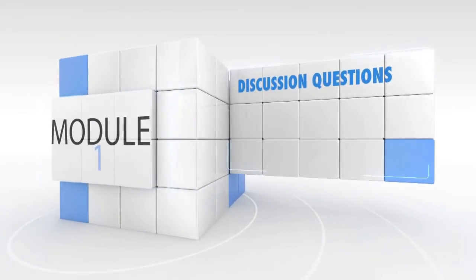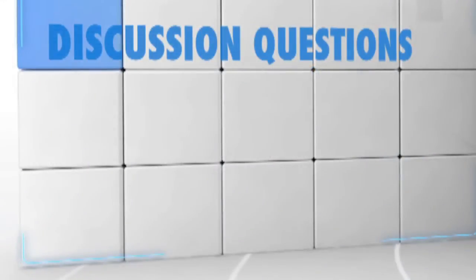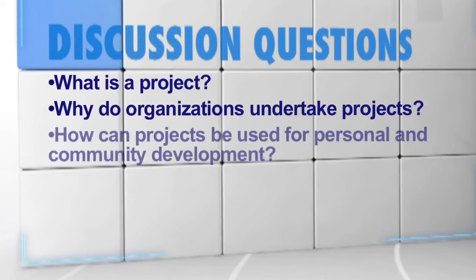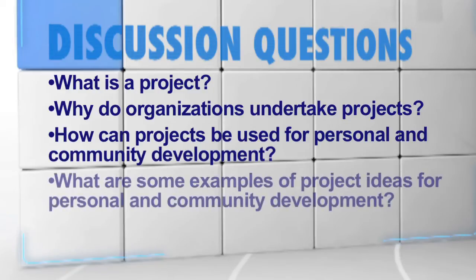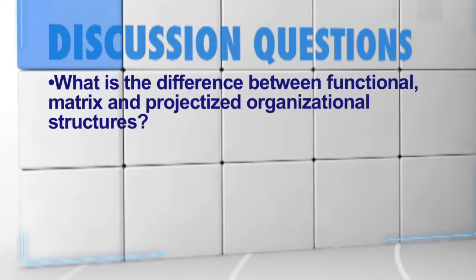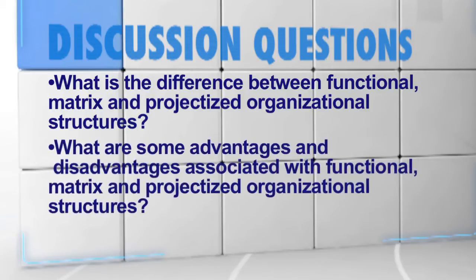Let's take some time to discuss what we learned in this module. Discussion questions. What is a project? Why do organizations undertake projects? How can projects be used for personal and community development? What are some examples of project ideas for personal and community development? What is the difference between functional, matrix, and projectized organizational structures? What are some advantages and disadvantages associated with functional, matrix, and projectized organizational structures?